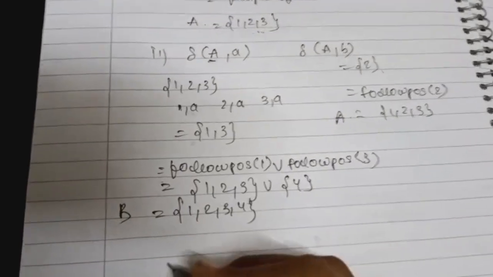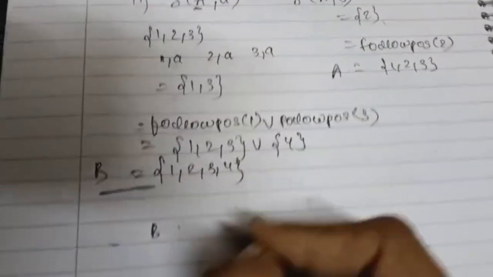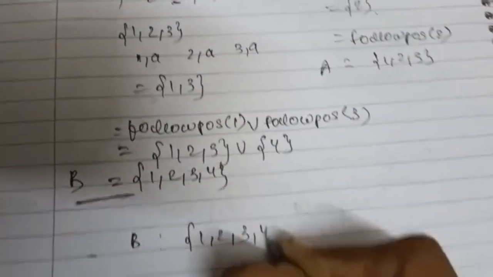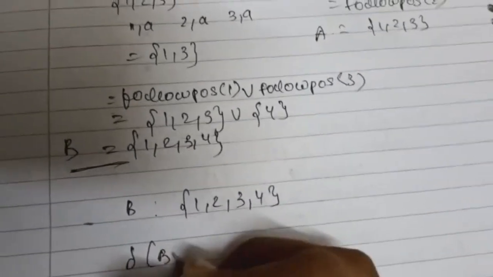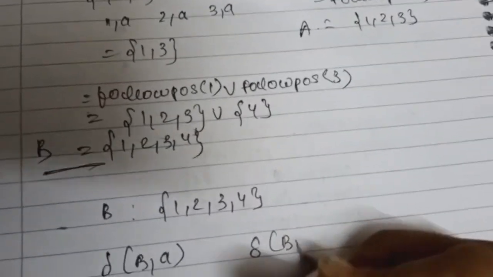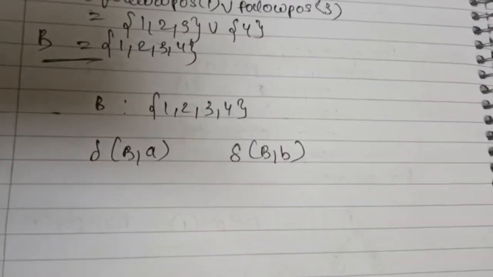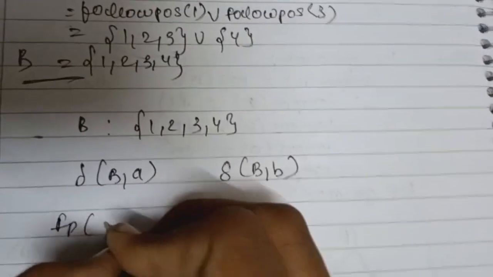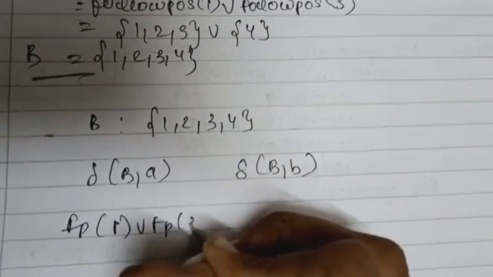Okay, similarly you need to find it for B now. So for B, this is B. You will need to find δ(B, A) and δ(B, B). You will get it as follow position of 1 union follow position of 3. I am doing it directly, you can just refer here.